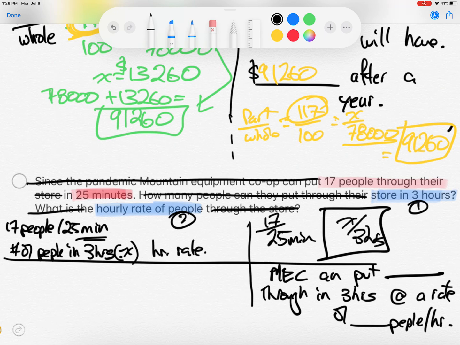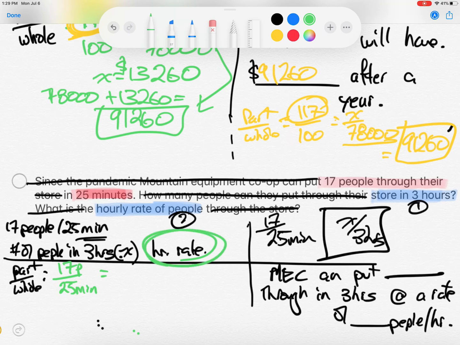Okay, and again, sometimes the diagrams don't make sense. I usually do it just so I know. All right, let's set up our rate. So we're going to go part over whole. Label what your ratios are. It makes it much clearer for the person marking and for yourself. So my part, I'm going to have 17 people in 25 minutes. It's going to be equal to, now I need this in hourly rate.